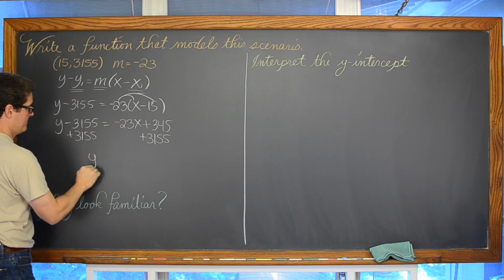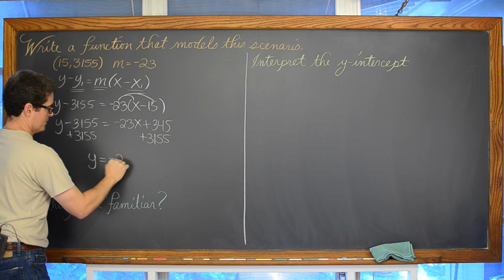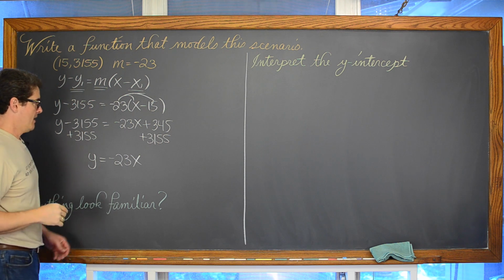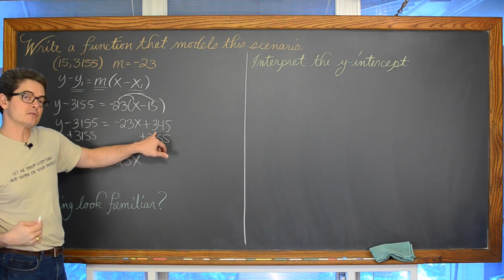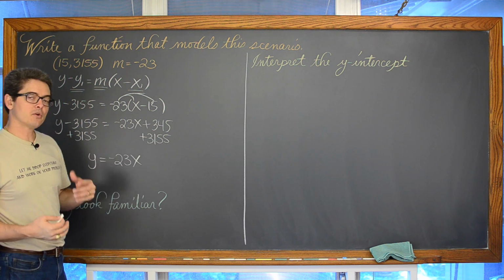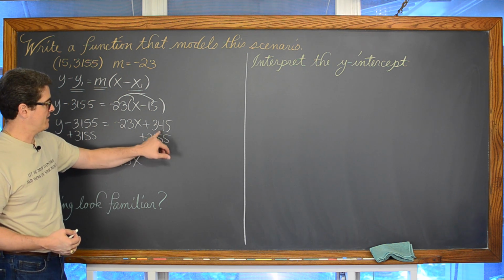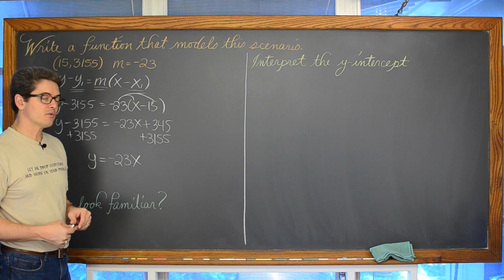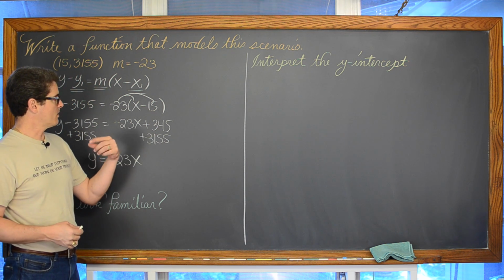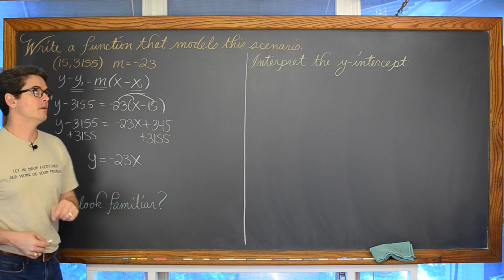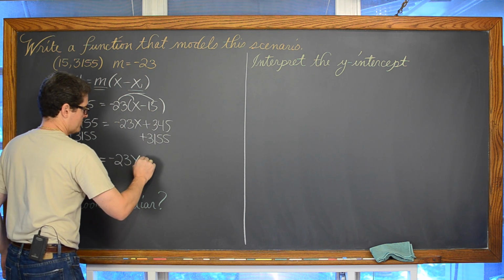And we get y is equal to negative 23x. And now we have 3155 plus 300 is 3455. 3455 plus 40 is 3495. And now we add in the extra 5. 3495 plus another 5 is going to be 3500.